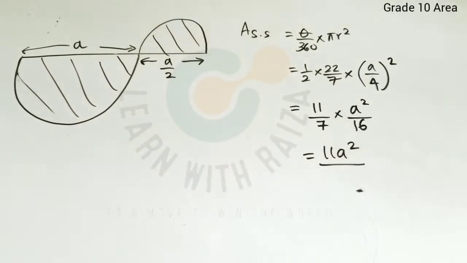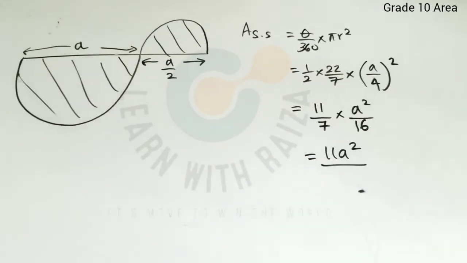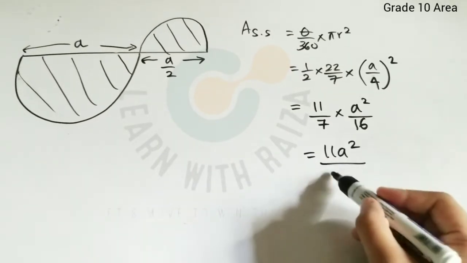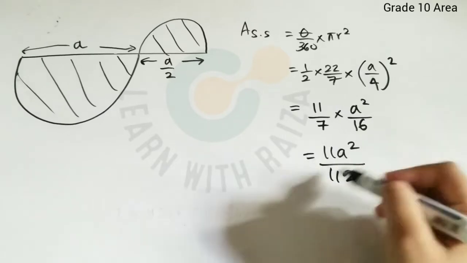11a squared upon, you get here how much? 112. You get 112. 7 times 16. This is the area of the smaller sector.